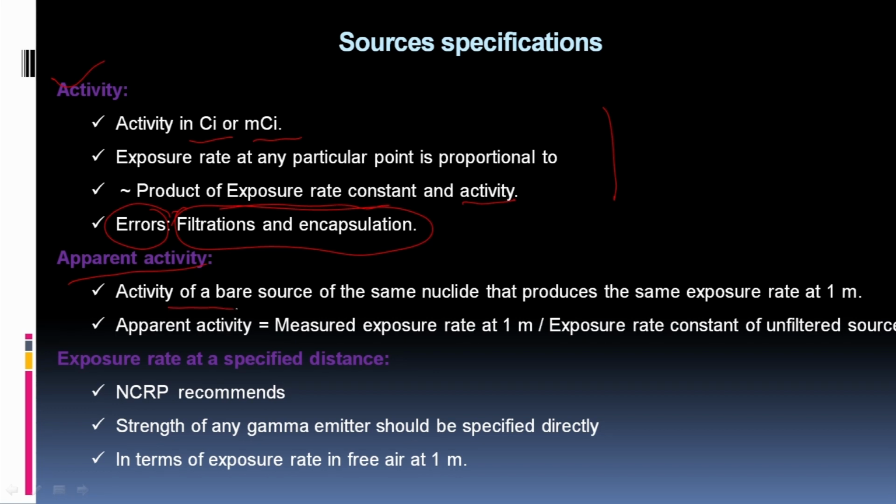Apparent activity is the activity of a bare source of the same nuclide that produces the same exposure rate at 1 meter, and apparent activity is equal to the measured exposure rate at 1 meter divided by the exposure rate constant of the unfiltered source. Now, the exposure rate at a specified distance can also define the source strength. NCRP recommends that the source strength of any gamma emitter should be directly specified in terms of exposure rate in free air at 1 meter.